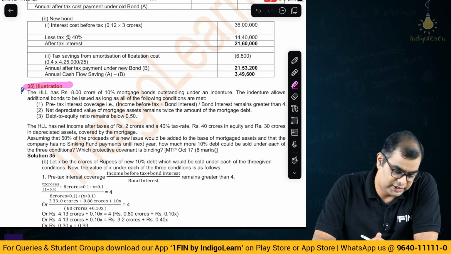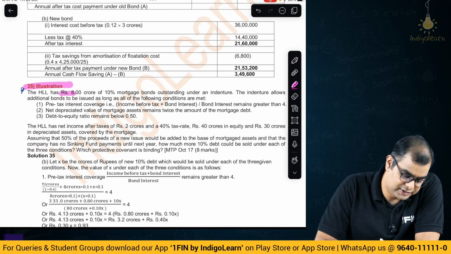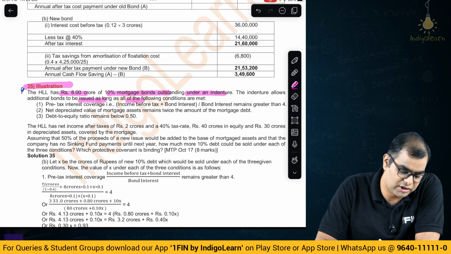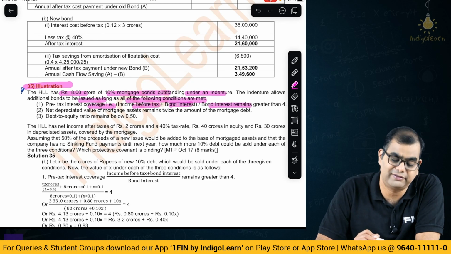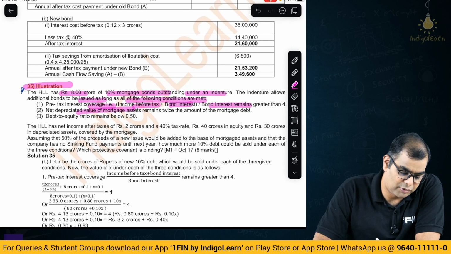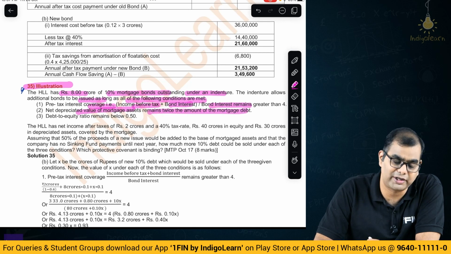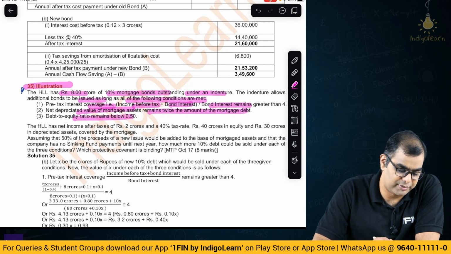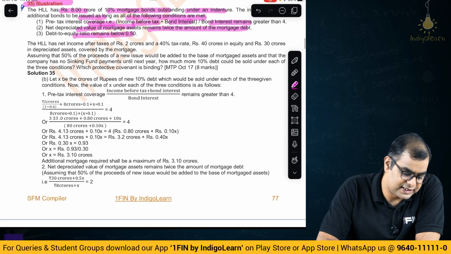So friends, now let us look at the next one. HLL has 8 crores of 10% mortgage bonds outstanding under an indenture. The indenture allows additional bonds to be issued as long as the following conditions are met. Pre-tax interest coverage ratio, that is PBT plus bond interest divided by bond interest, remains greater than 4. Net depreciated value of mortgage assets remains twice the amount of mortgage debt. Debt to equity ratio remains below 0.5. HLL has net income after taxes of 2 crores and a 40% tax rate.